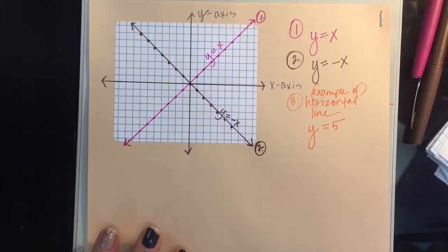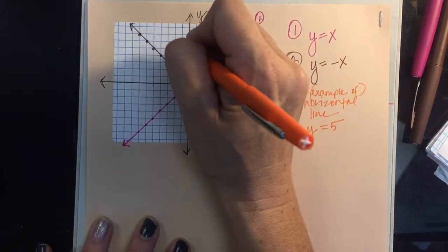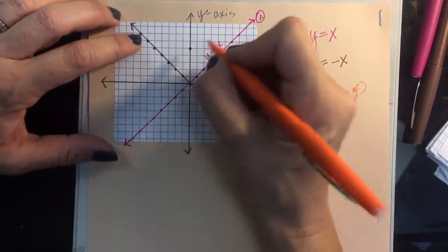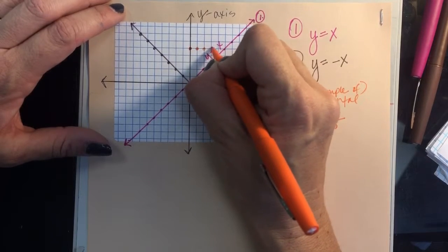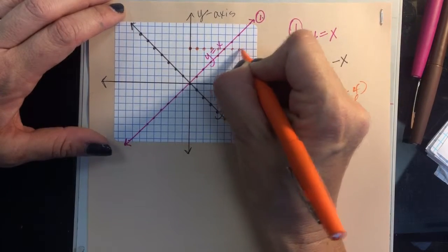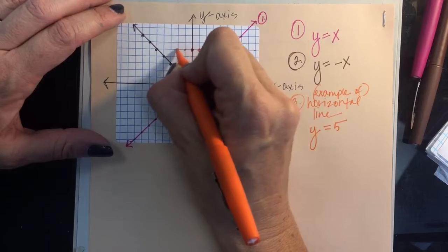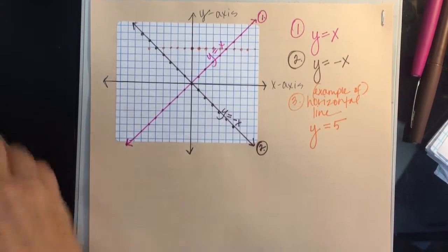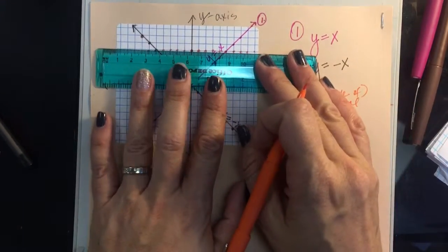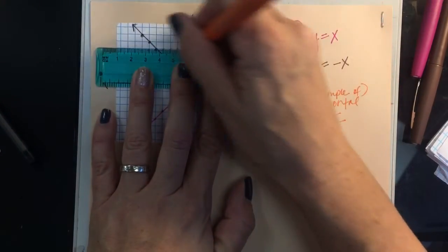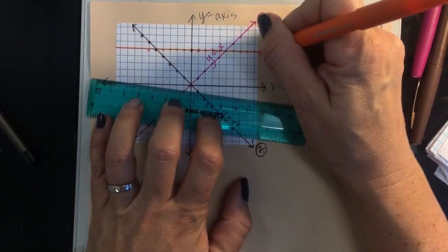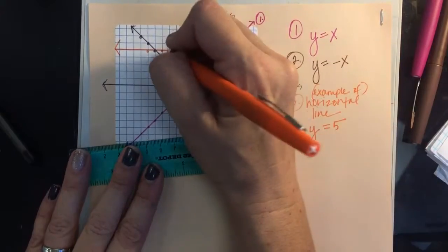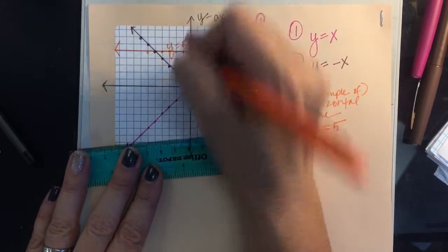When we have to graph a horizontal line, all we do is go to the y-axis at 5. And the thing about a horizontal line is no matter what the x value is, the y value is always 5. So this will be a horizontal line through the y-axis at 5. If it was y equals -3, it'd be a horizontal line through -3. If it was y equals 100, it'd be a horizontal line through 100 on the y-axis.